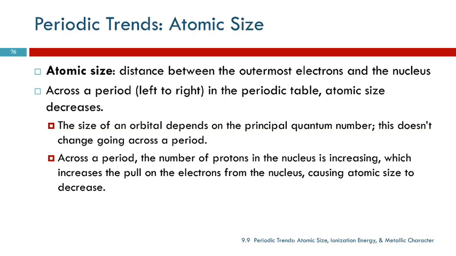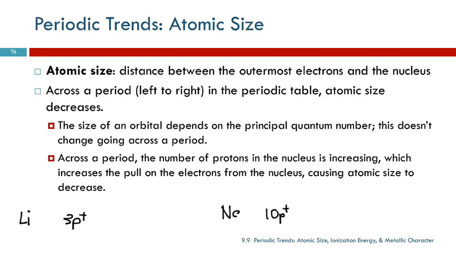Let's look at something smaller. Let's look at lithium and neon. So here's lithium. How many protons in lithium's nucleus? 3. So it's got 3 protons. And neon has how many protons? 10 protons.